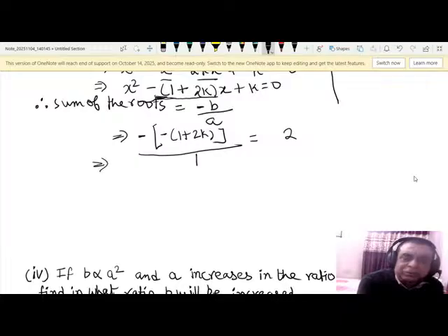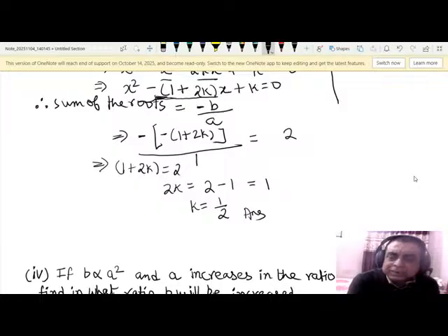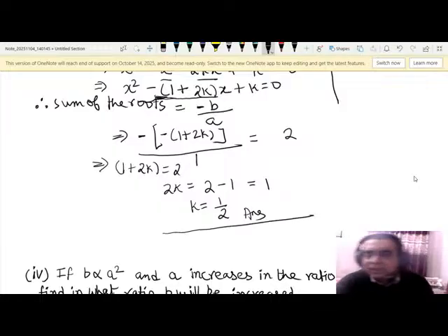Now simplify and solve this equation. Minus times minus is plus, so it is 1 plus 2k equals 2. So 2k plus 1, I am moving the 1 to the right. It becomes minus 1. 2 minus 1 is 1. So 2k equals 1. The 2 on the left, moving to the right, comes to the denominator. So the value of k is half. So that is the answer.